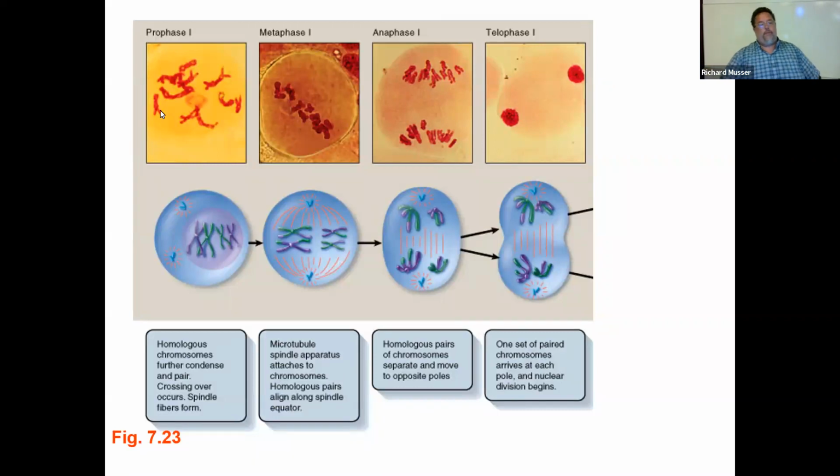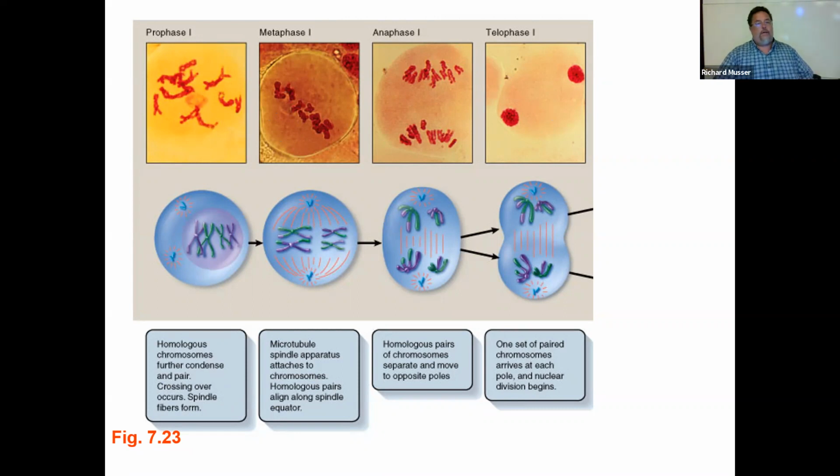So here's the picture of the actual cells, and then this is the description down here. Here you got your centrioles. I hope you remember that. And you can see some spindle fibers coming off of it. You can see the homologous chromosomes beginning to form. That's how you know you're going into prophase 1. You're seeing the crossing over here, right?